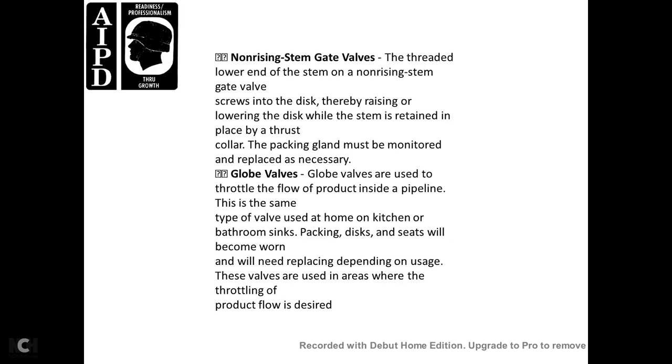Globe valves. The globe valves are used to throttle the flow of the product inside the pipeline. This is the same as the valve that you use at home on the kitchen and bathroom sinks. The packing, the disc, and the seats will become worn and will need to be replaced. Depending on the usage, these valves are used in areas where throttling of the product flow is desired.